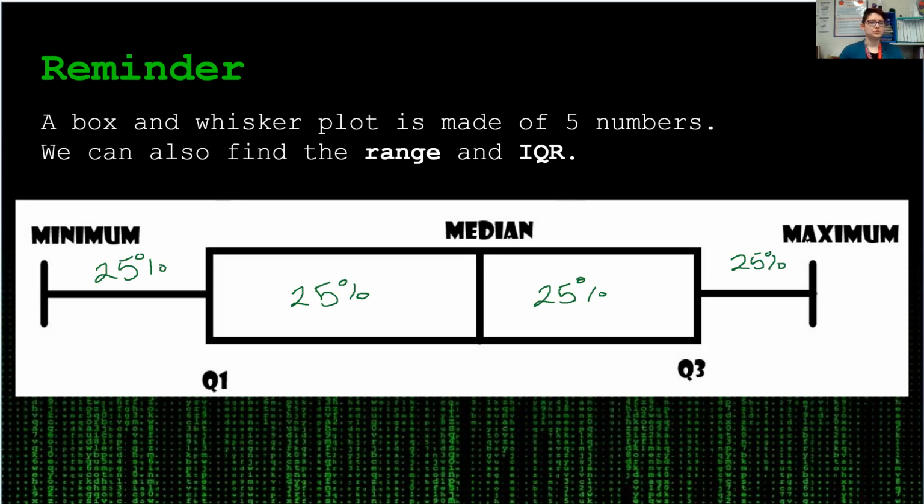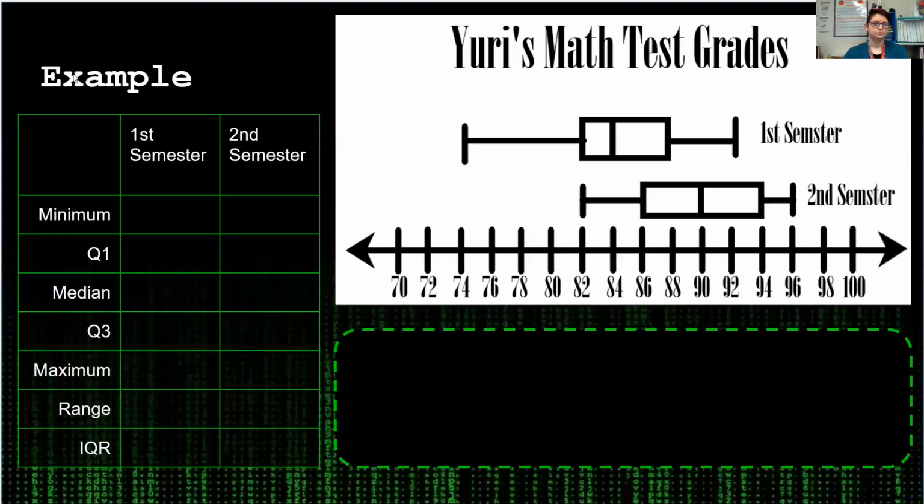Okay, so let's just jump right in with an example. We have these two box and whisker plots, and they represent Yuri's math test grades for semester 1 and semester 2. The first thing we need to do is start by gathering our information.